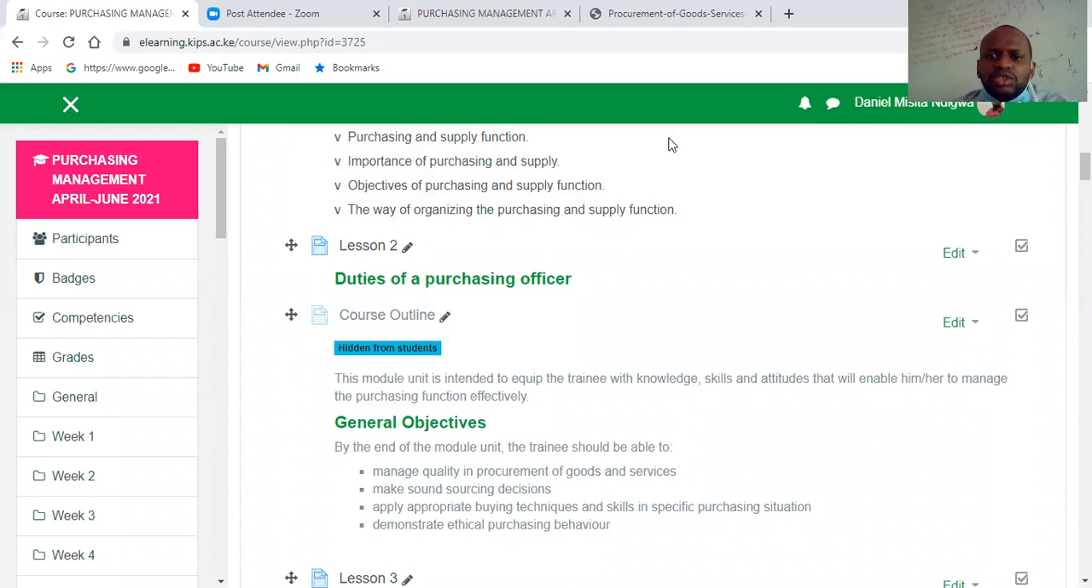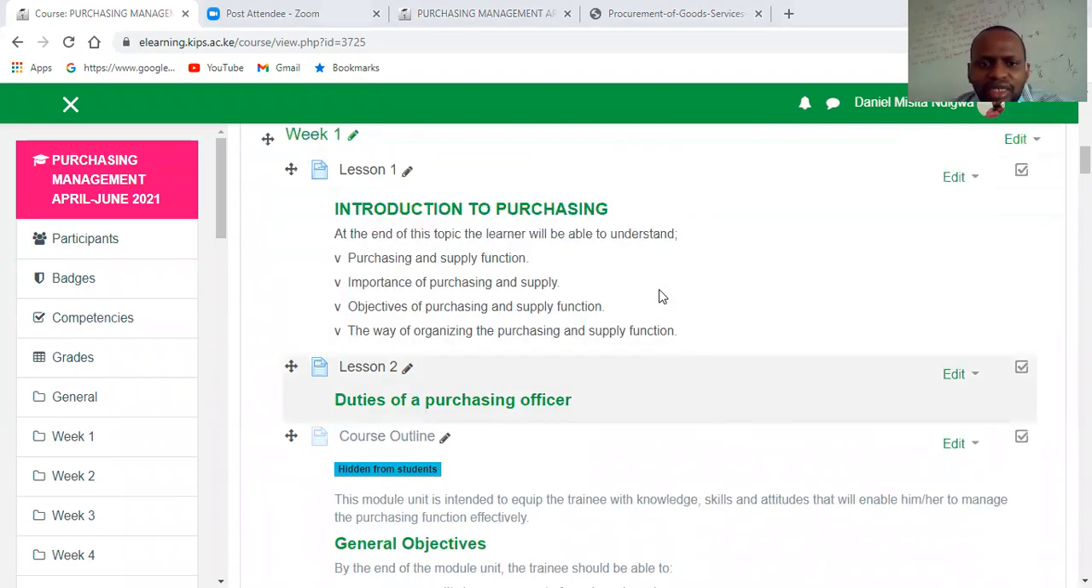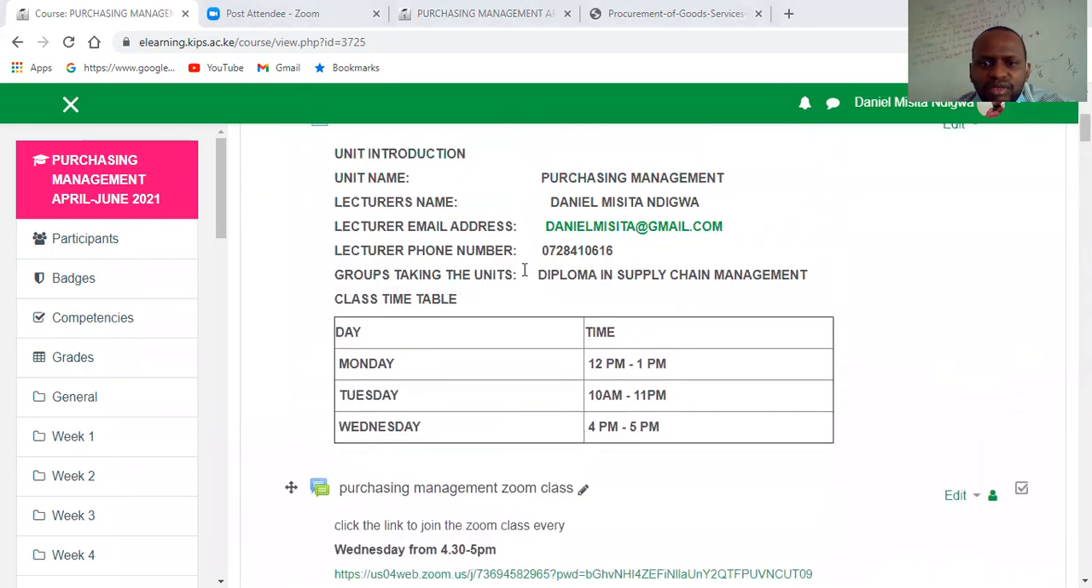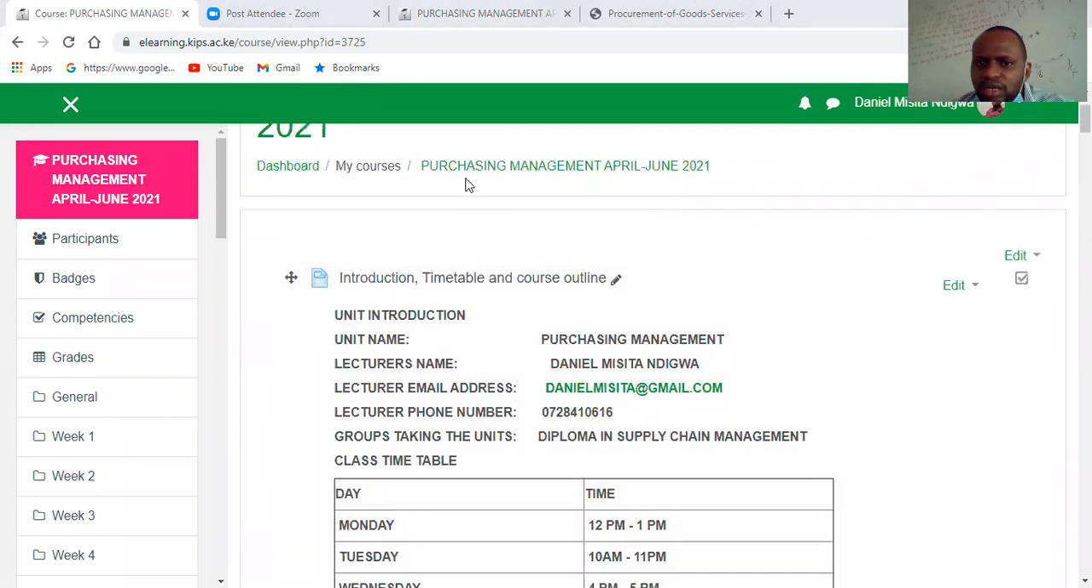So at the end of this class, you will be required to understand some of the issues that are critical in the area of purchasing management. This class will always be on Wednesday from 4:30 to 5.